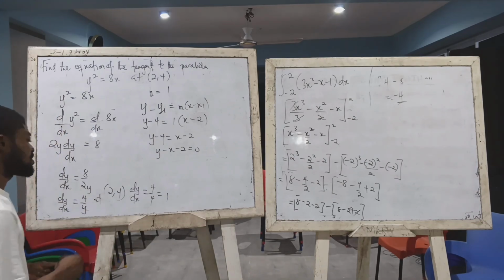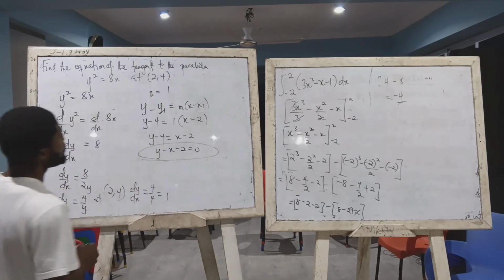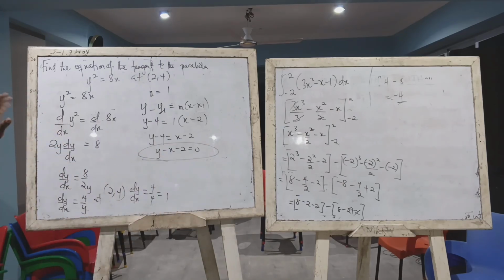So this is the equation of the tangent to the parabola y squared is equal to 8x at 2, 4. Thank you.